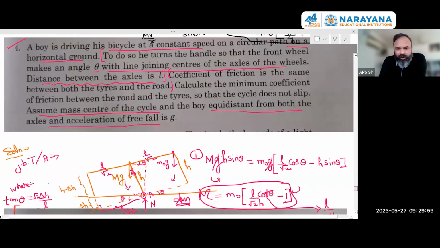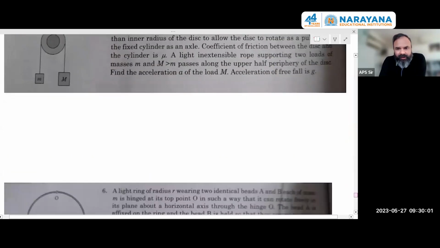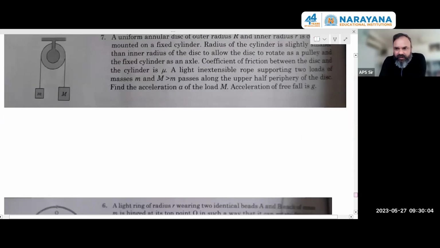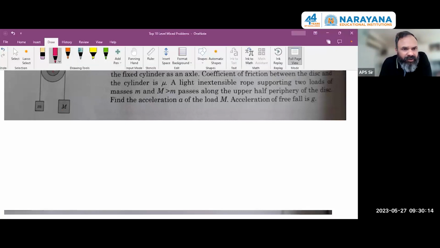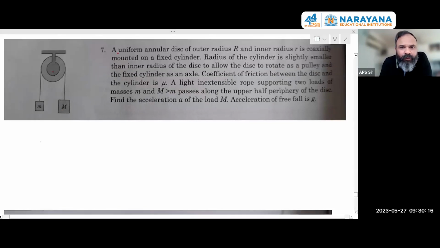Okay. Let us go to another problem and let's see how you analyze these kinds of questions. One problem I'll take from rotation, then I'll come back here. Now in this problem, it was nicely written. He said this was from a challenge question. The question was, there is a uniform annular disk. He's talking about this disk, a uniform annular disk, having an outer radius capital R and inner radius small r, right?